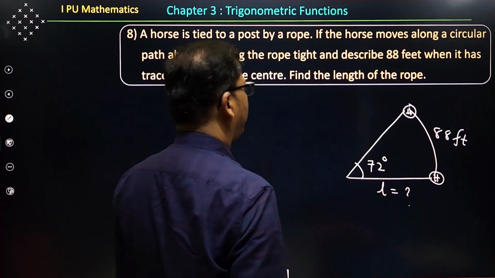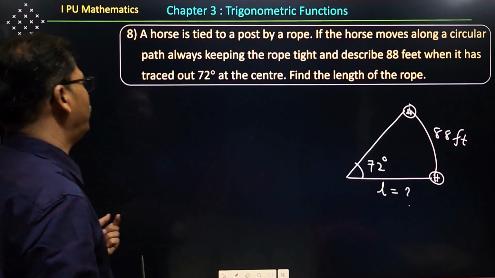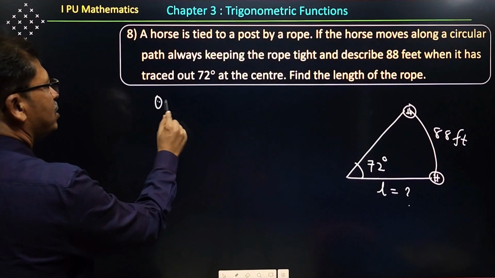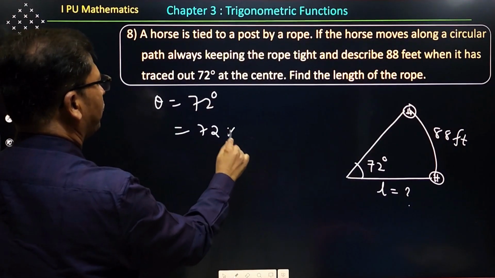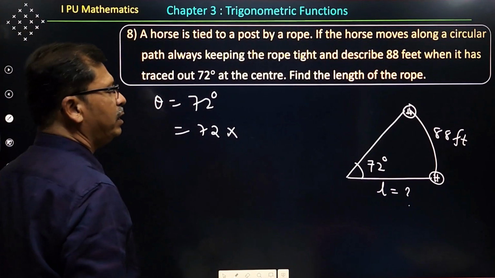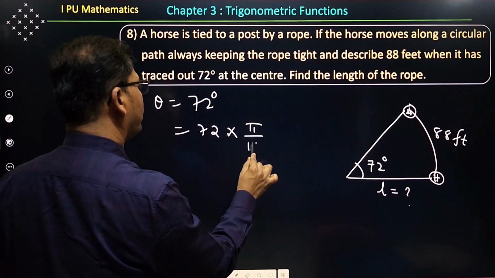It means R itself. This radius becomes itself the length of the rope here. Now theta is equal to 72 degree. You convert this first. 72 into 1 degree equal to pi by 180.